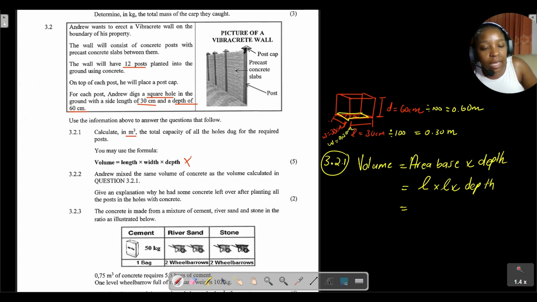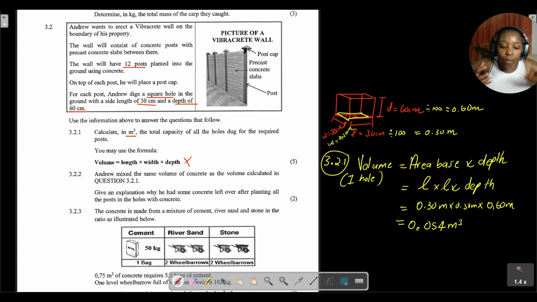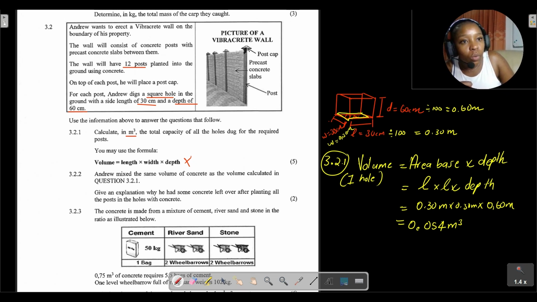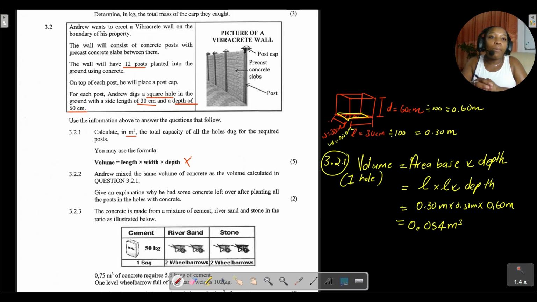Now, length times length, it's 0.30 meters times 0.30 meters times, what's the depth? 0.60 meters. Punch this into your calculator. You will get that the volume of one of those holes is just 0.054 meters cubed. So this is the volume of one hole. That's how much concrete one hole can hold. But remember, he's not just going to be digging up one hole. They wanted us to calculate the volume of all the holes. What is the volume of all the holes required for the posts?